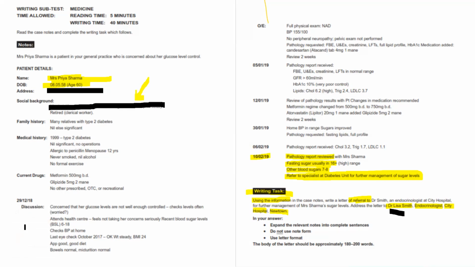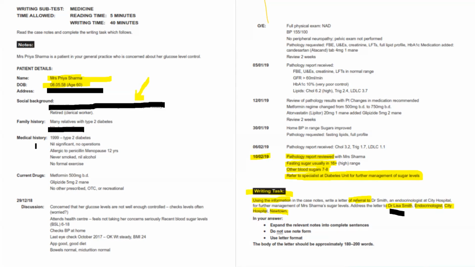Okay, after that, the family history. Many relatives with type 2 diabetes. Yes, it is important to mention that this patient has many relatives with type 2 diabetes. Okay, "nil else significant." Is it important to mention this sentence? No, you will exclude this.